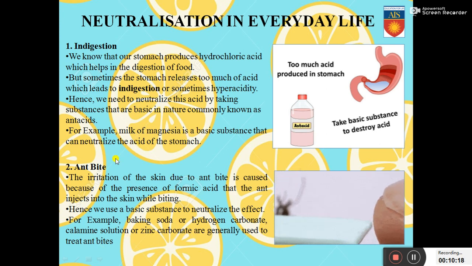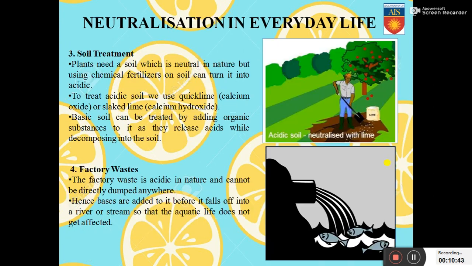So, if you have ever suffered from an ant bite, you must have seen that there is an irritation on the skin, some sort of pain. That is because the ant injects formic acid into that portion while it bites you. And therefore, you can neutralize its effect. If you add some basic substance on that area of your skin, you start feeling better because that base reacts with the formic acid, forming salt and water.